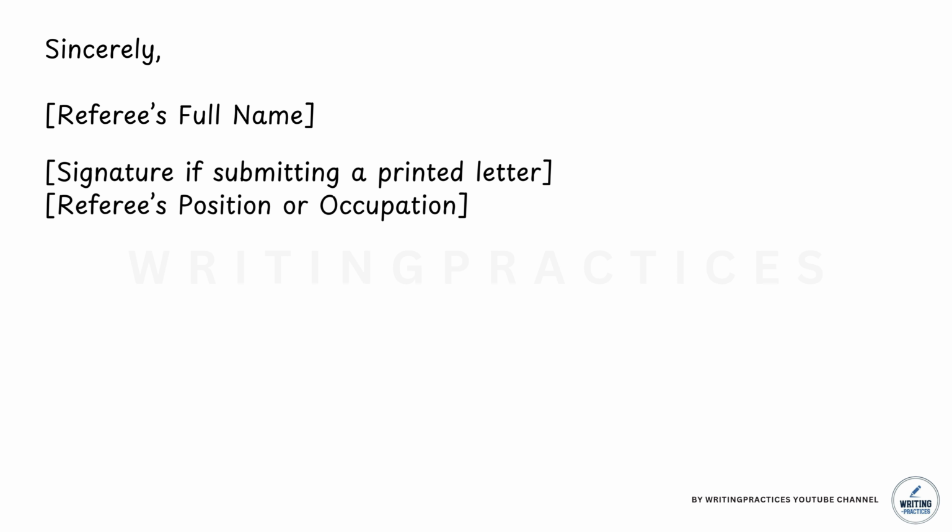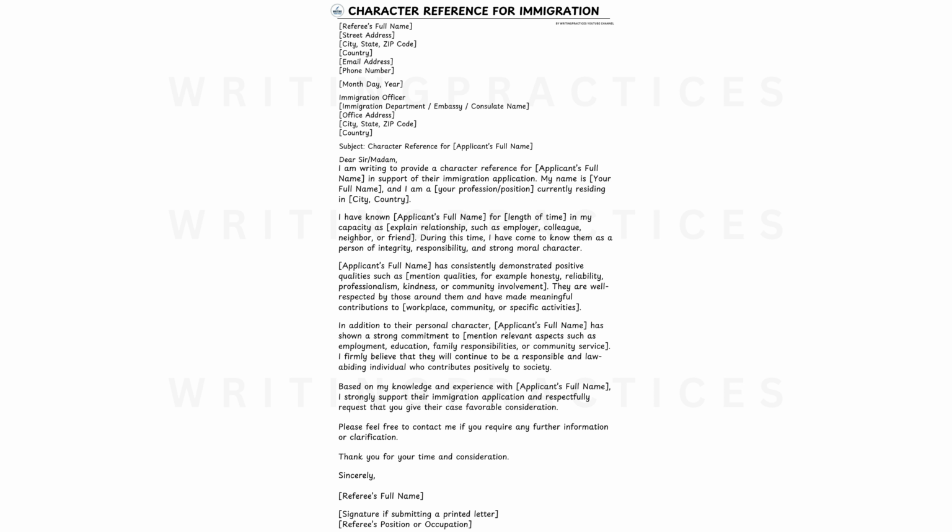Before we wrap up, here are some important overall tips you should always remember when writing a character reference letter for immigration. Always be honest, specific, and factual. Avoid exaggerated claims because immigration officers value credibility over emotional praise. Focus on real examples of the applicant's integrity, responsibility, and positive contributions. And most importantly, make sure the letter is professional, well-organized, and signed properly. So that's how you write a character reference letter for immigration step by step. As you can see, every part of this letter helps present the applicant as a trustworthy and responsible individual.